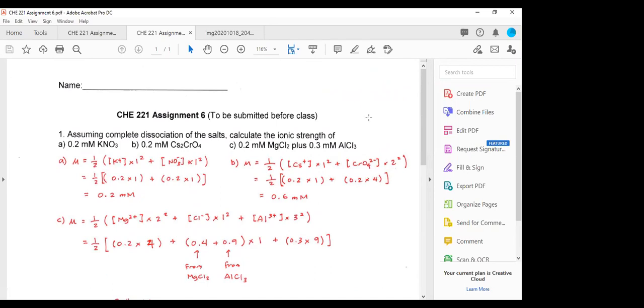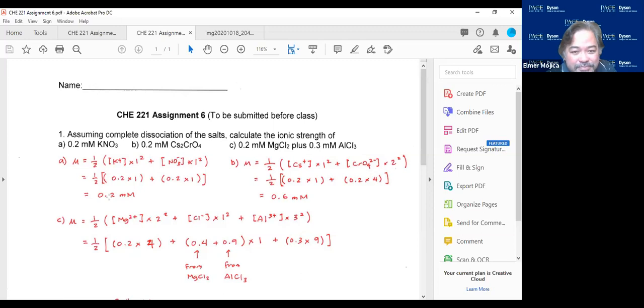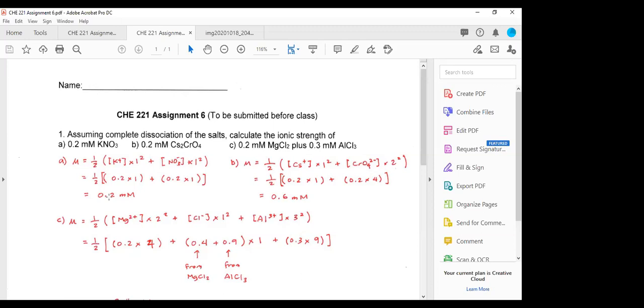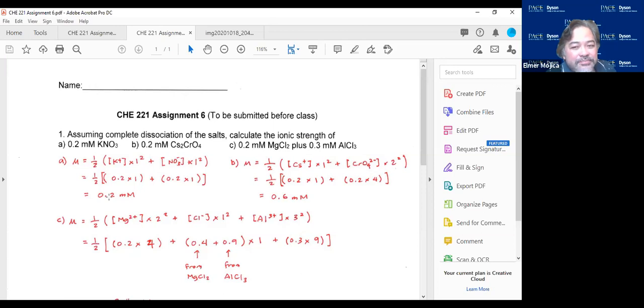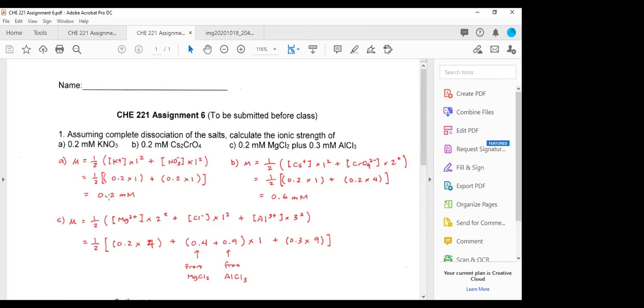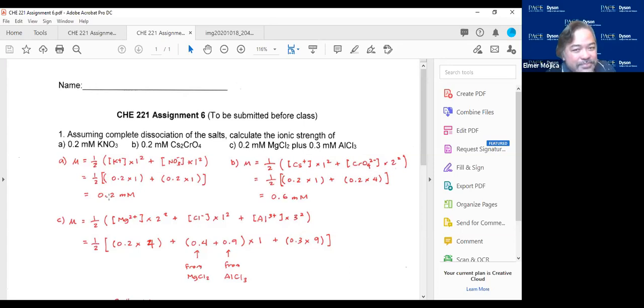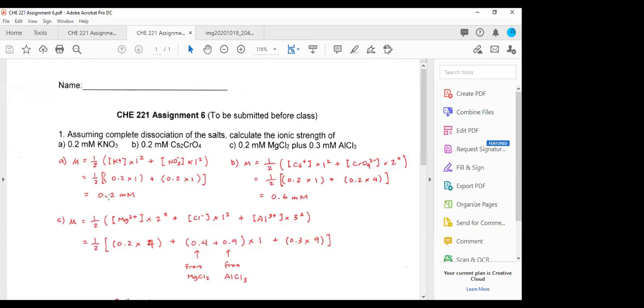So on the test, if it says calculate the ionic strength, do you want it in millimolar or molar? Whatever is given. So if it's given in millimolar, then you answer it in millimolar. If it's given in molar, then answer it in molar. All right, that's all my questions. I don't know about everybody else.